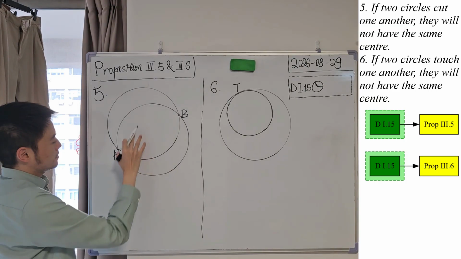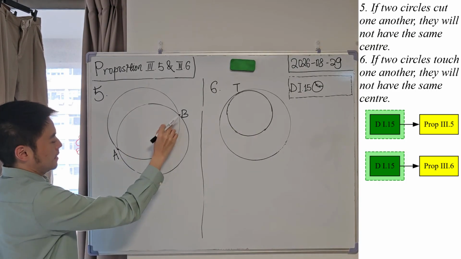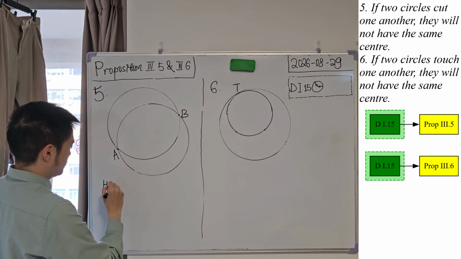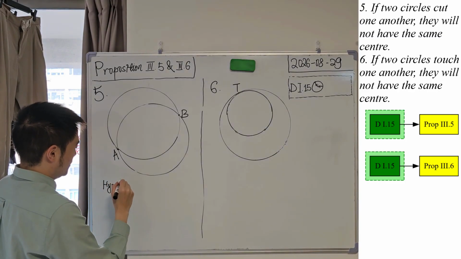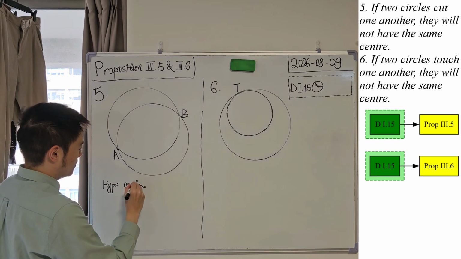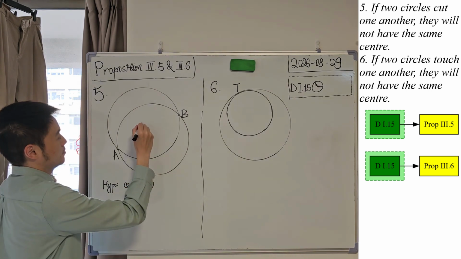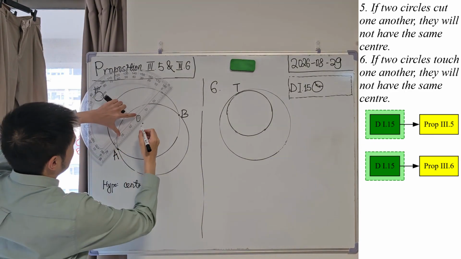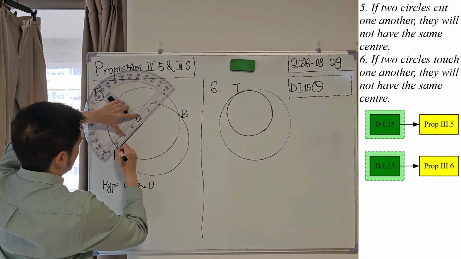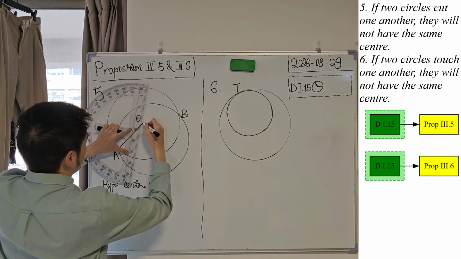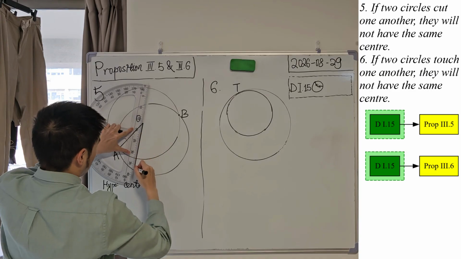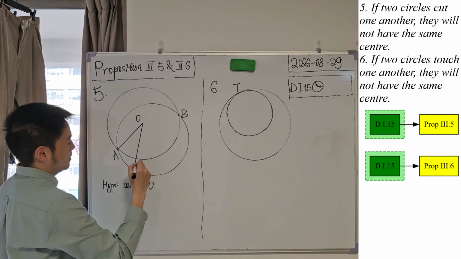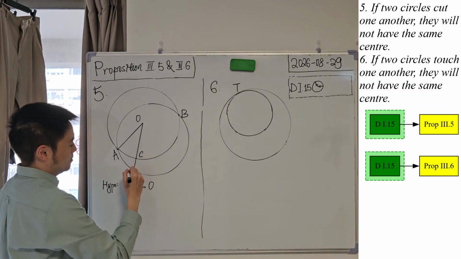Furthermore, we have two circles cutting each other at 2 points A and B, and let's use the method of contradiction again. The first step is to make a hypothesis that they have the same center, for example O. So let's assume this is the same center. Then let's join OA together and construct a straight line that meets the two circles at 2 points, for example C and D respectively.